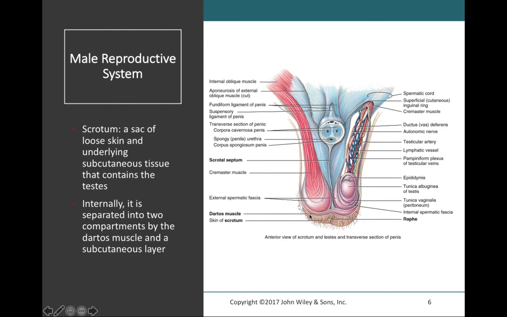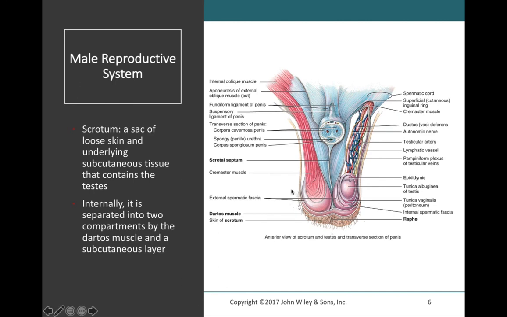The dartos muscle and the cremaster muscle will regulate the distance that the testes will sit from the rest of the body. The reason for this is that sperm production is most efficient about 2 to 3 degrees Celsius cooler than normal body temperature. This is why the testes hang.